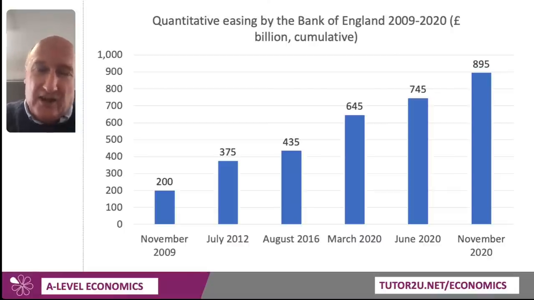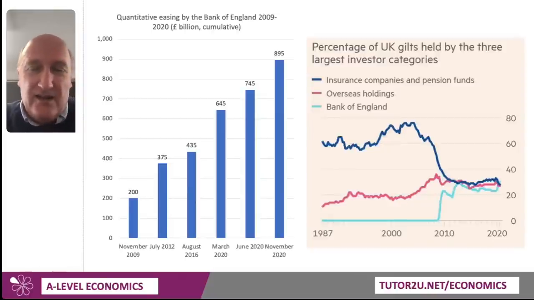What I've done on the next slide is add together a little chart from the FT showing who owns UK government bonds. For many, many years, it was the insurance companies and the pension funds, the dominant owners. Overseas investors, yes. But then look at the blue line there. From 2009 onwards, the Bank of England became a major buyer with QE.